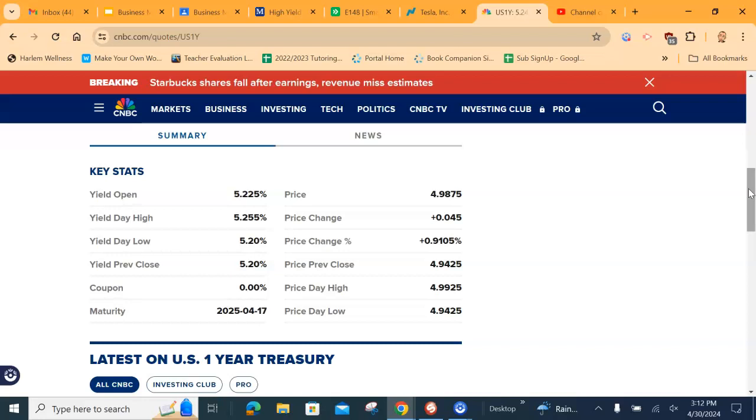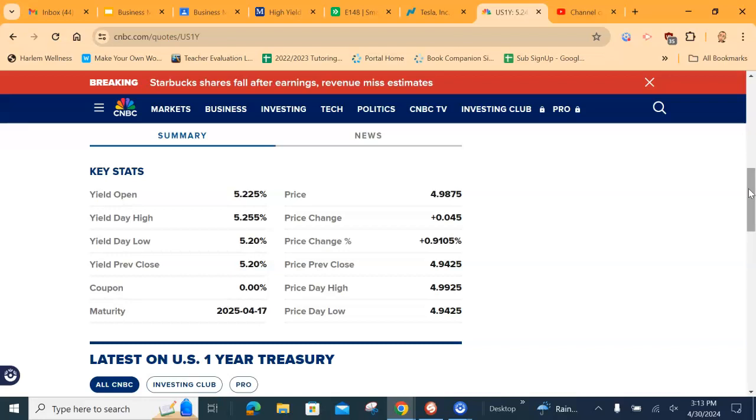Price, 4.9875. Coupon. Now, here's an interesting thing. Coupon depends on how long you do it. Typically, for bonds under a year, your coupon rate is going to be 0. They're not giving you additional to hold it longer than your time period. Once you go over a year, you'll start seeing a number there. It's like a bonus yield that you're getting. So for my 1 year Treasury, my coupon is 0.